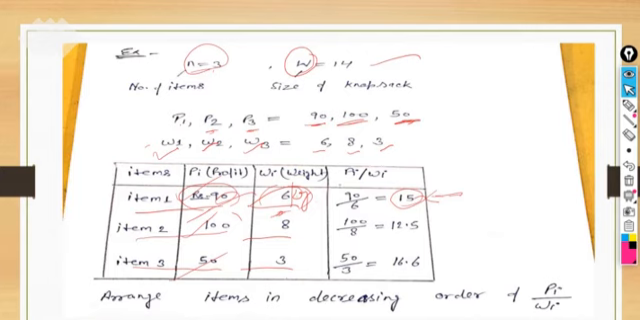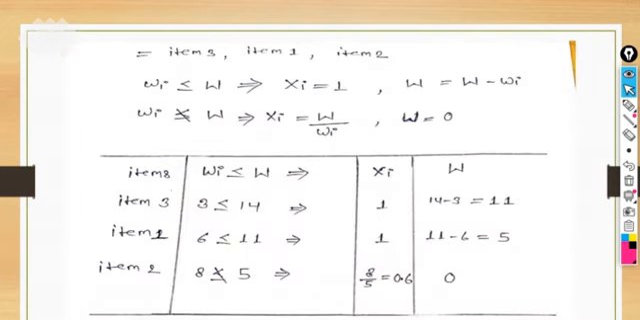So 90 divided by 6, that is profit over weight. So profit by weight is 15, 12.5, 16.6. These are the profit per weight values that we are getting over here, right? So now our task is to arrange them in decreasing order. Which one is the highest? Item 3 is highest, then item 1, then item 2. So we have arranged it here as 3, 1, 2.